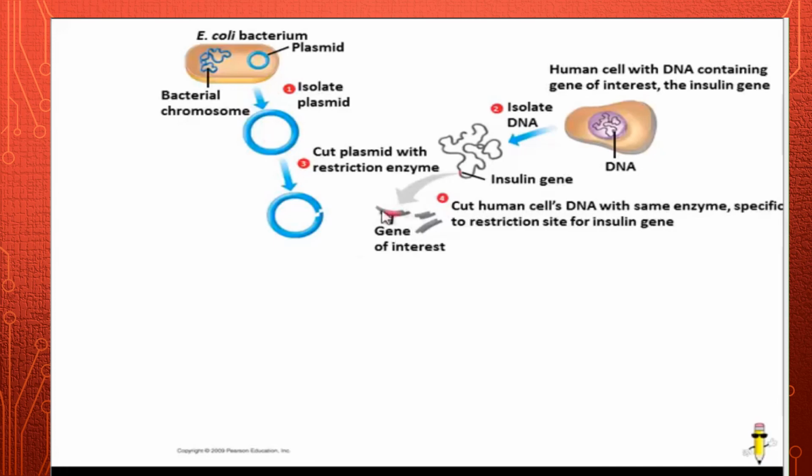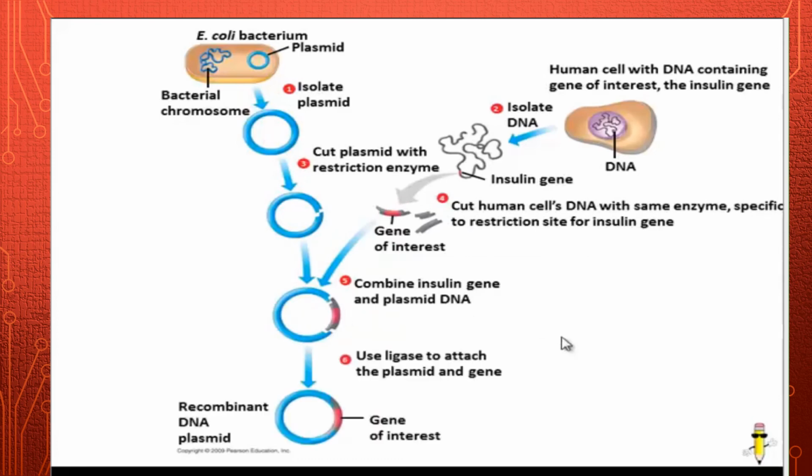So now we have our human insulin gene, and we've got our cut plasmid. Now we're going to combine those two together. And because of complementary base pairing and because of the sticky ends, they're going to naturally bond together. Then we're going to throw in a little bit of ligase to help seal the sugar phosphate backbones. And now we have our recombinant DNA. Most of the plasmid is bacterial DNA, but it now has the human insulin gene.